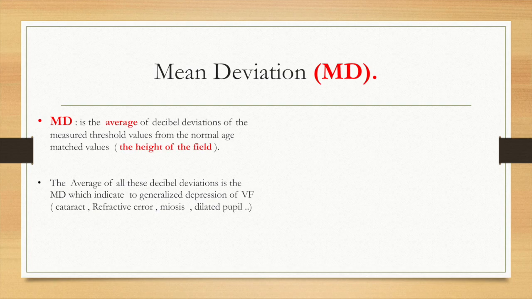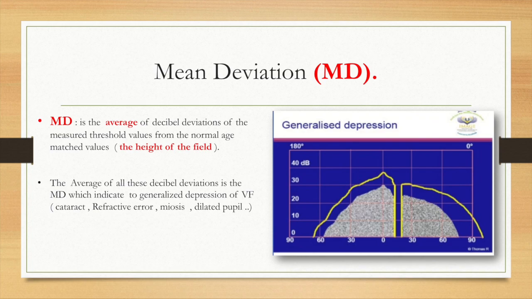It can be affected by the cataract and refractive error and the situation of the pupil, if it's constricted or if it is dilated. We can see here the yellow line. It is the normal hill of the vision. You can see there is equal depression in all of the visual field, which is the gray hill of the vision. The difference between the yellow line and the gray hill of the vision is the mean deviation.